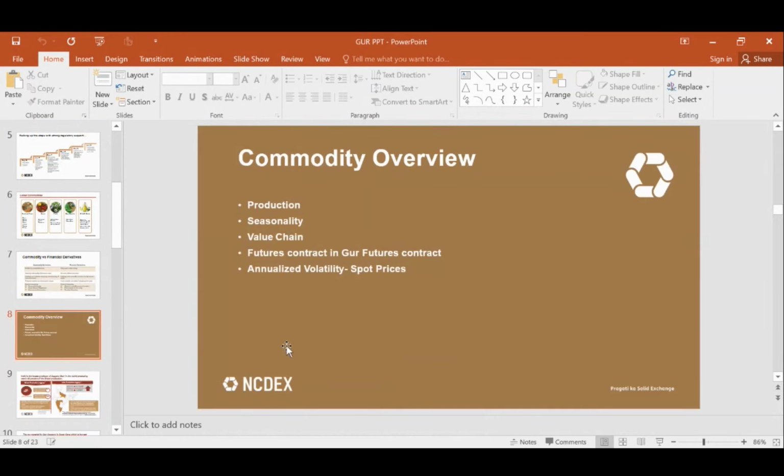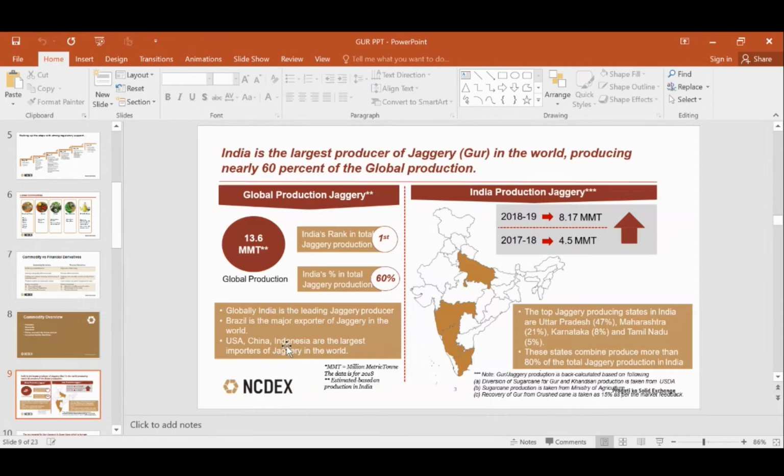Now we will have a look at the GUR futures contract, which the exchange will be launching on 15th of December. We'll look at how this contract is designed to align with the market. GUR, also known as jaggery, is a product of sugarcane, and India is the largest producer of GUR in the world, producing nearly 60% of the global GUR production.